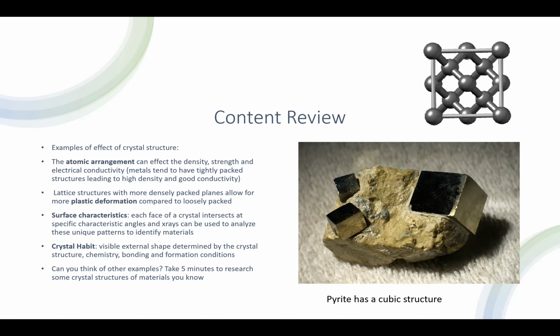And then surface characteristics, each face of the crystal intersects at specific characteristic angles. So we can use X-rays to analyze these unique patterns to identify materials. So there's something inherent to the chemistries and their crystal structures. And then crystal habit, visible external shape determined by the crystal structure, chemistry, bonding, and formation conditions. So this is a mineral right here, pyrite. And it has a simple cubic structure, and we can see that it literally forms on the macroscopic scale a simple cubic structure, which is really nice.